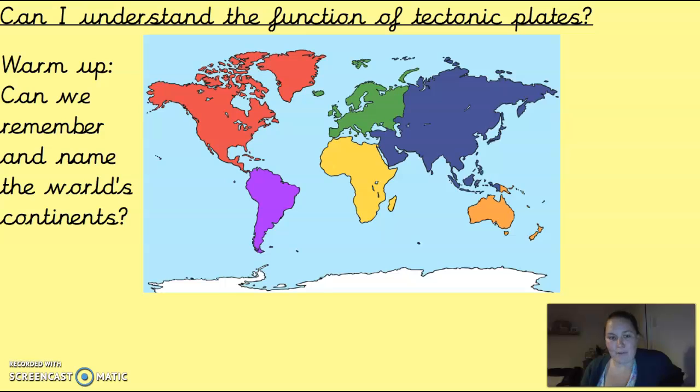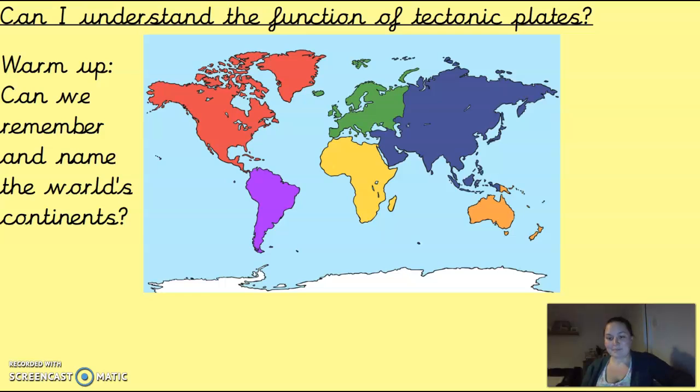Today's lesson is following on from yesterday's on the layers of the earth. So we learnt yesterday that the earth is made of the crust on the outside, then the mantle, then the outer core and then the inner core. Today, we're going to think about the function of the tectonic plates. So we're going to be looking at the crust, the outer layer of the Earth's surface, the bit that we live on with the land and the oceans. And we're going to have a look at the different pieces that make up the crust.